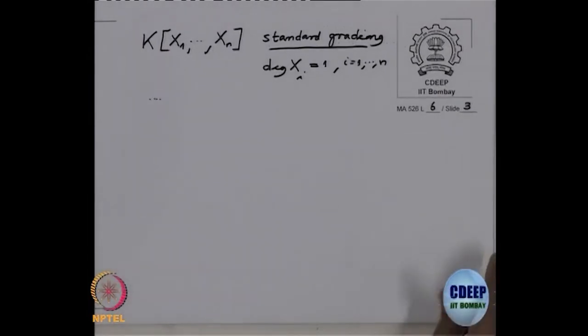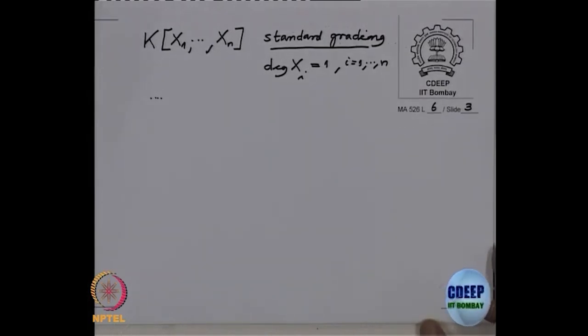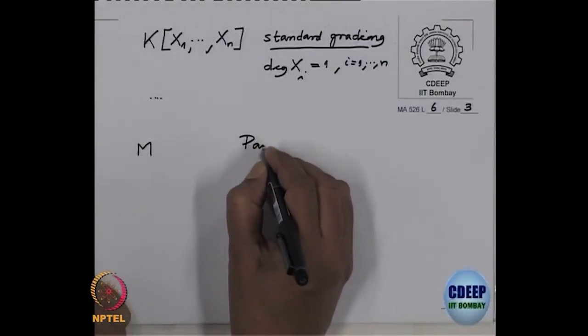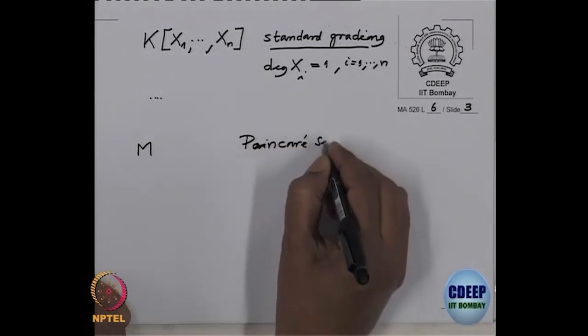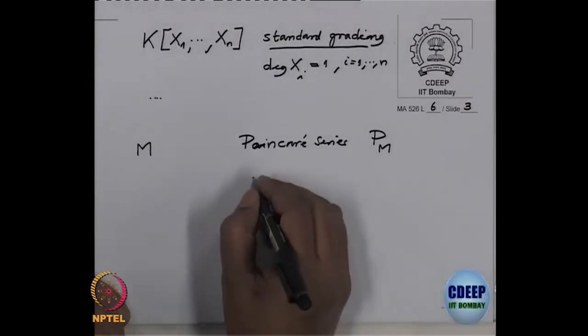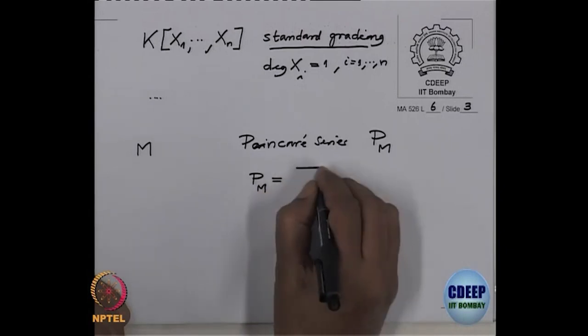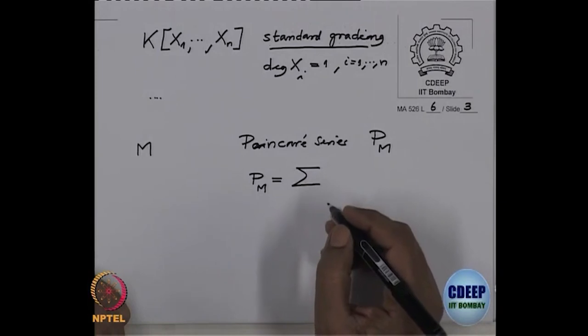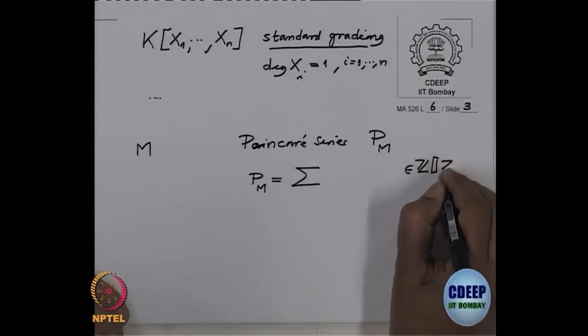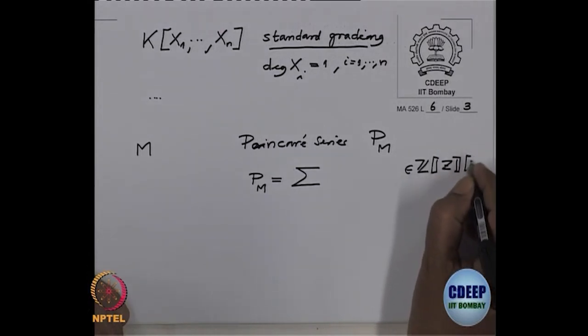In fact, after I finish this module, I want to study the dimension of a general Noetherian ring by reducing its study to graded rings, and then use this theory for that. So, to each graded module M, we have attached a series, which we call a Poincaré series, PM. And how is this defined? PM is a power series with coefficients in Z, in the variable Z, and a polynomial in Z inverse in that.